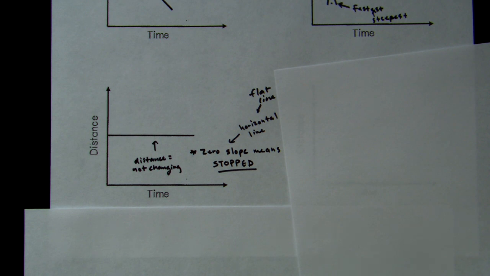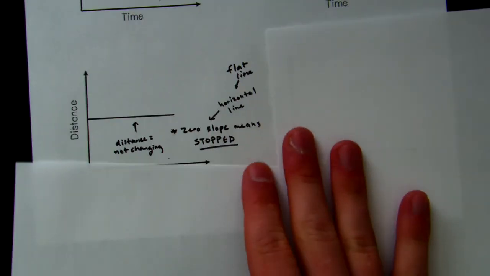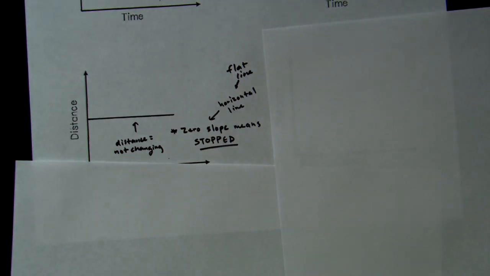So again, video 8, reading distance versus time graph. Positive slope means moving away. Negative slope means moving back towards. And then a zero slope is stopped.